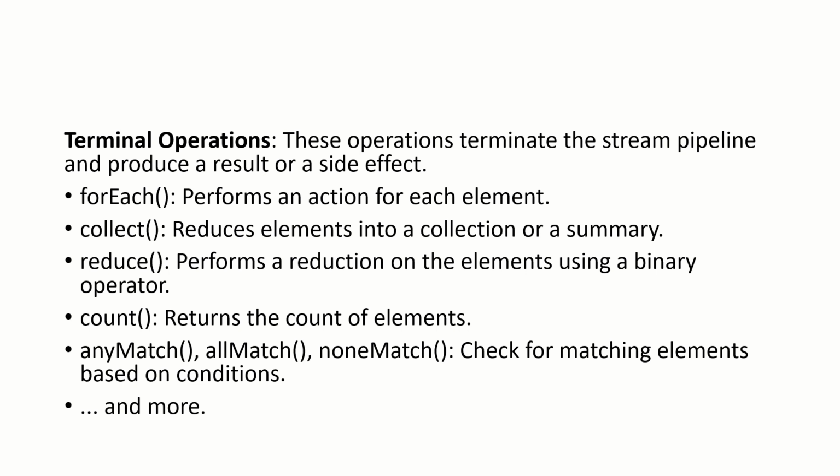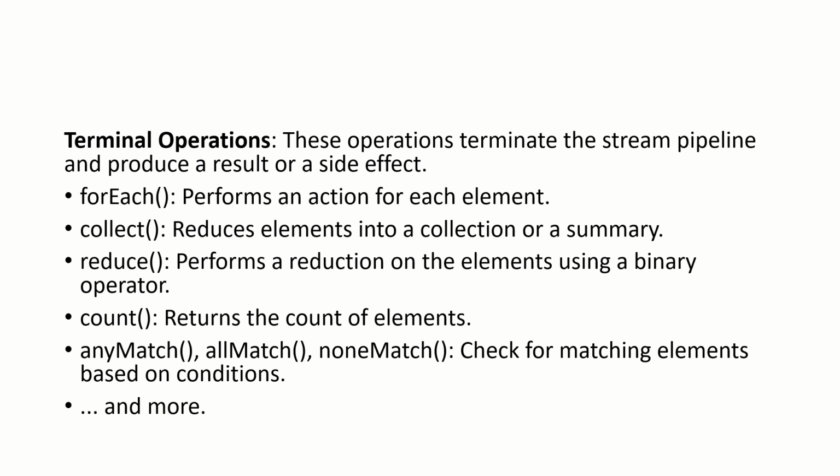So these operations terminate the stream pipeline and produce a result or a side effect. It will take the stream as an input and give you, let's say, a list or some other entity that you can end with, that you can print out, or that you can store. That is why they are called terminal operations. Now these are examples of terminal operations or methods, like forEach, collect, reduce, count, anyMatch, allMatch, noneMatch, and there are many more. These are the main ones, which is why we have listed them here.